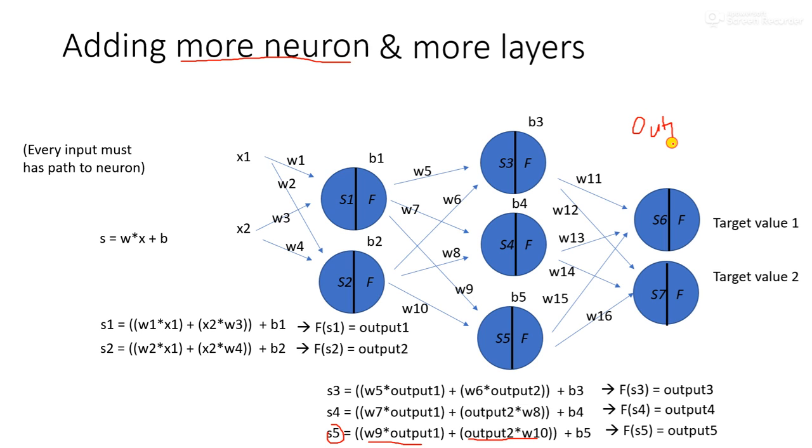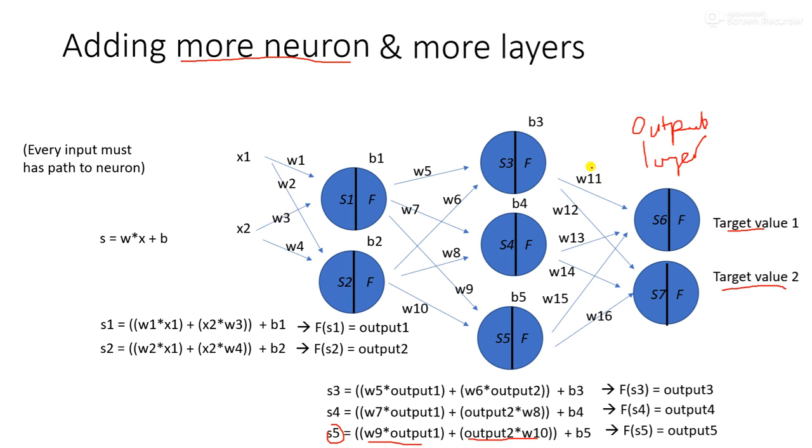Why did I say output layer? Simply because I have target value 1 and target value 2. Remember target value from last time? When we have a target value, this is considered the output layer. So the output layer doesn't have bias. Remember that. Output layer doesn't have bias. It's just empty, so basically you don't have this.